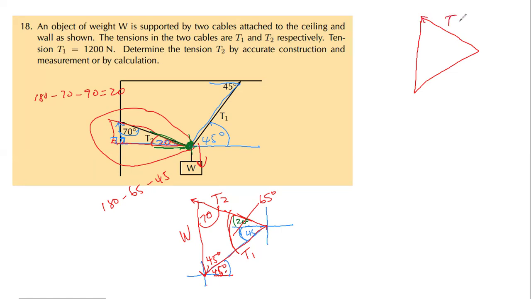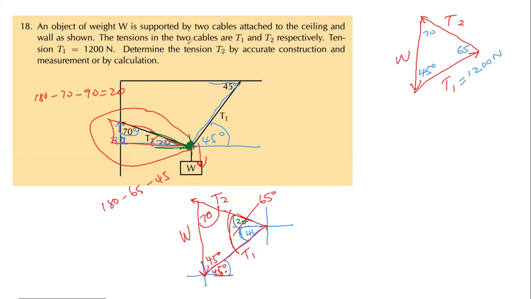This is T2, T1. This one going down is my weight. Okay. Put in the angles: 45, 65, and 70. These are my angles. T1, remember, I'm given to be 1,200.